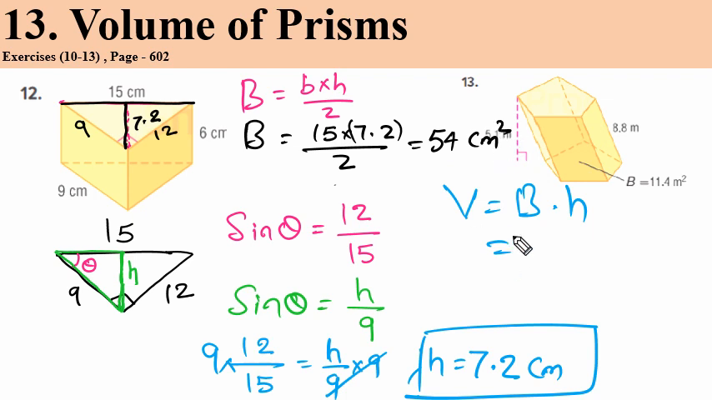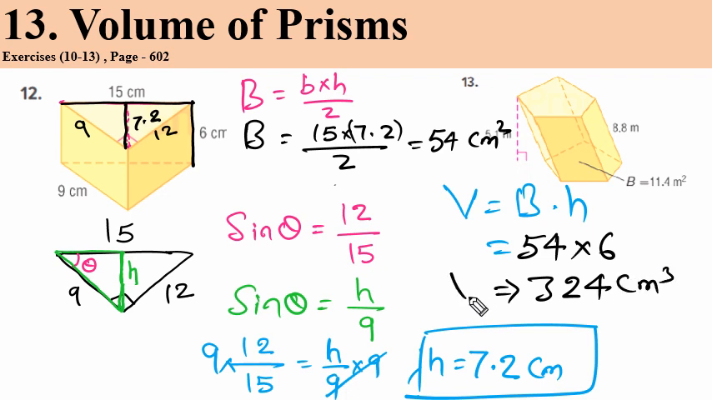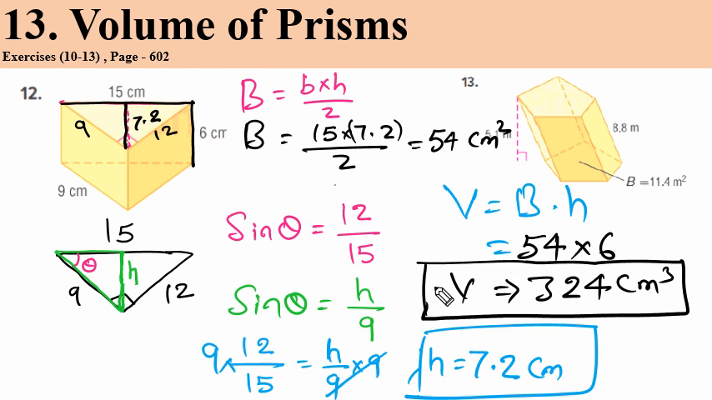So I will just substitute here. 54 multiplied by the height, which is how much? Here the height is 6 centimeter. So 54 multiplied by 6 will give us 324 centimeter cube. So that is your volume for this triangular prism. Okay, I know it was a little long, but the steps are very limited. Now just watch this again and I'm definitely sure that you will understand this.